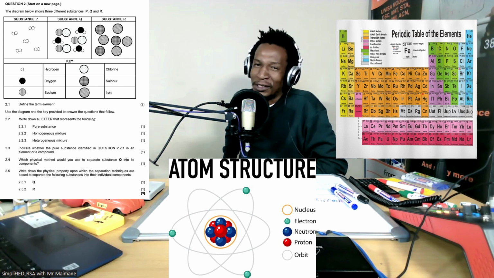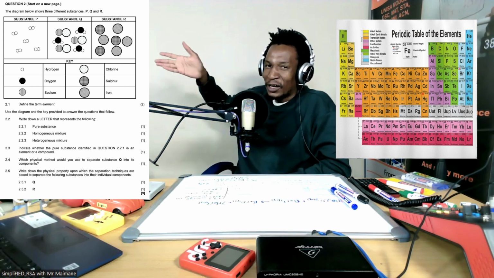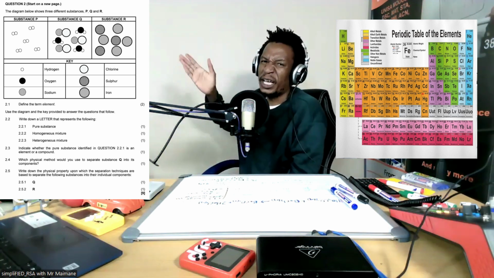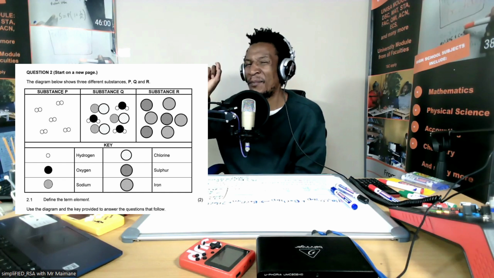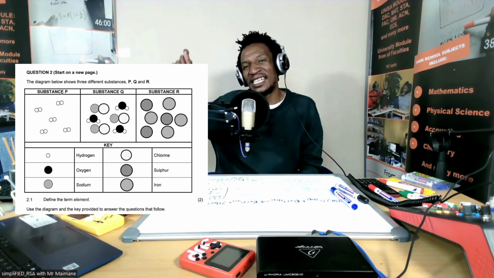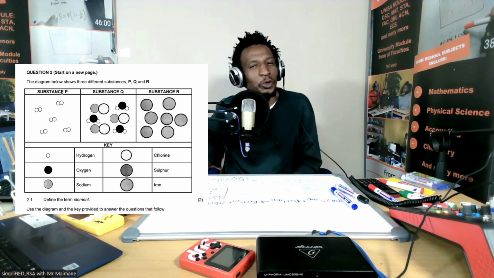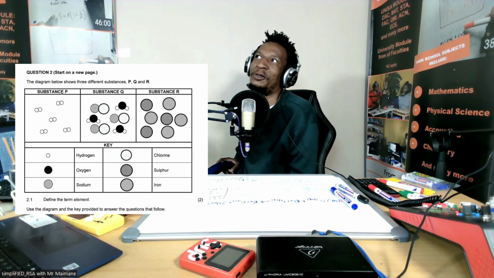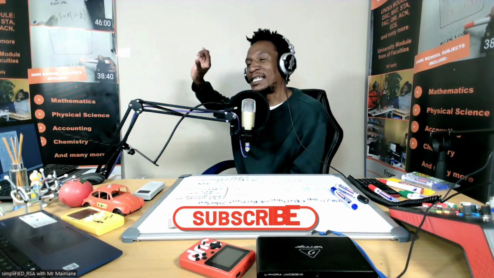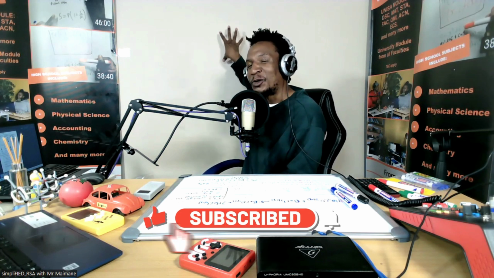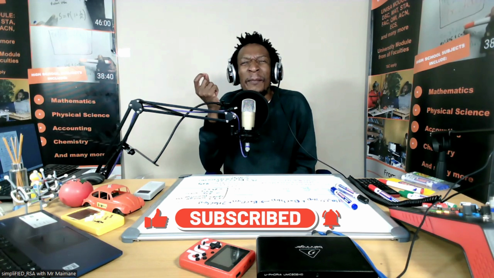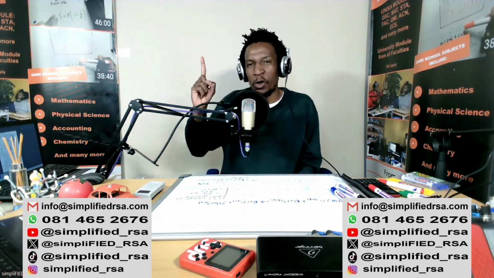I've given out enough information to answer each and every question given here. We can go with the question. Number 2.1, they want us to define what an element is. Define the term element. Straightforward. You can go to Google search and ask, what is an element according to chemistry? An element is a pure substance that is made up of only one type of atom.